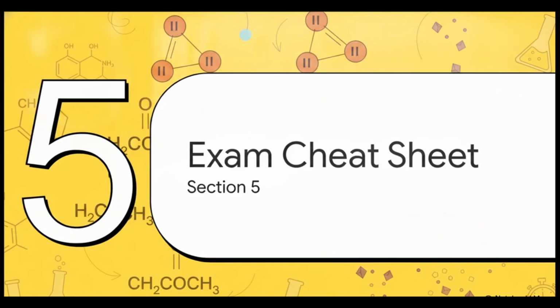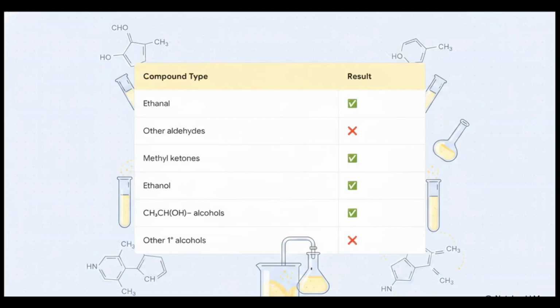And finally, section 5, your exam cheat sheet. Let's pull everything together into a rapid-fire summary. I highly recommend taking a second right here. Go ahead, pause the explainer and screenshot this matrix. Knowing exactly which compound types trigger a positive or negative result is going to save you so much critical time on test day. Just notice how ethanal is literally the only positive aldehyde, and ethanol is the only positive primary alcohol. Everything else just falls neatly into either the methyl ketone bucket or that specific secondary alcohol bucket.